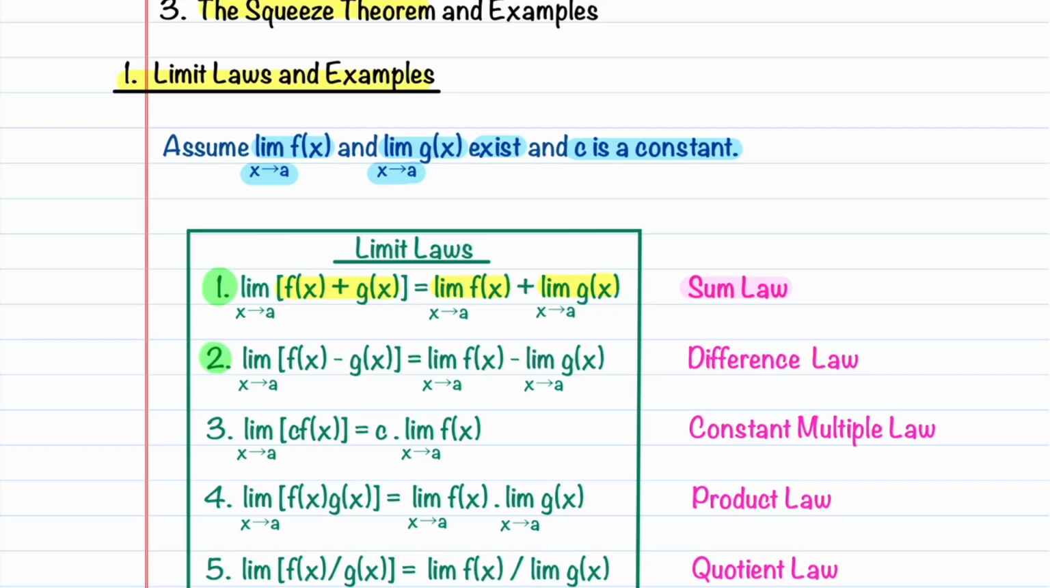The second one is the difference law. And just like the sum law, it tells us that the limit of a difference is the difference of the limits. Let's now look at our third law. It's called the constant multiple law, and it tells us that the limit of a constant times a function is just the constant times the limit. That just means that you can bring the constant out in front of the limit.